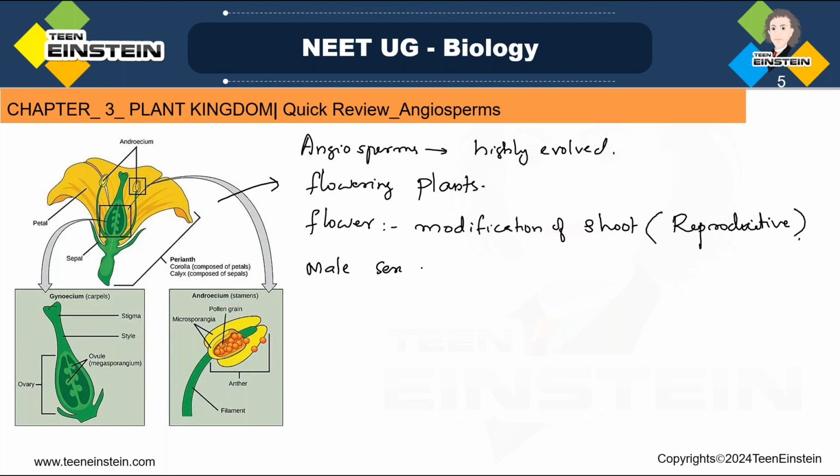The male sex organ, that is stamen, and the female sex organ in that flower, that is carpel or pistil. Clear? So here, a microsporophyll or stamen. Stamen is otherwise we can say microsporophyll.